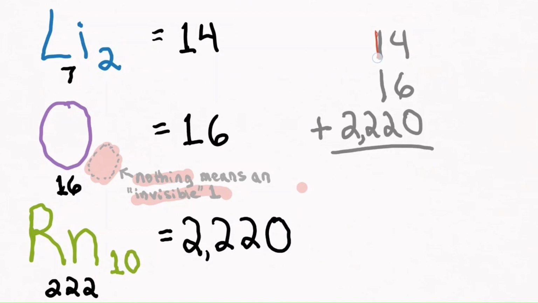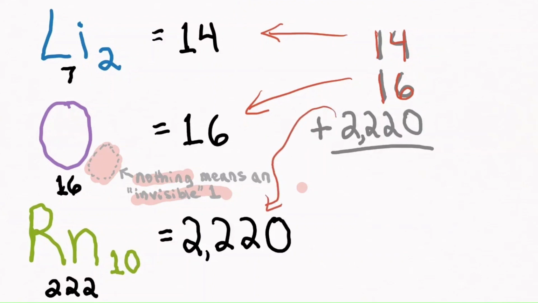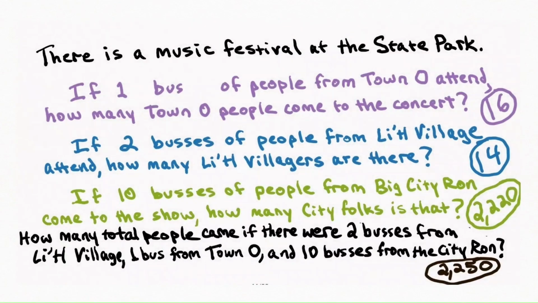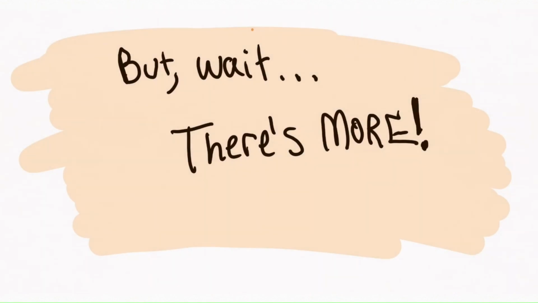Now, we have 14 people from the little village because there's 7 per bus and 2 buses. There's 16 people from Town O because there's 1 bus, 16 people in a bus, and 2,220 people from Big City Run because 222 people fit in a bus and there's 10 buses, right? So that's going to be 2,250 people in total if at the music festival 10 buses from Big City Run came, 1 bus from Town O, and 2 buses from the little village came. 2,250 people. But wait, there's more.